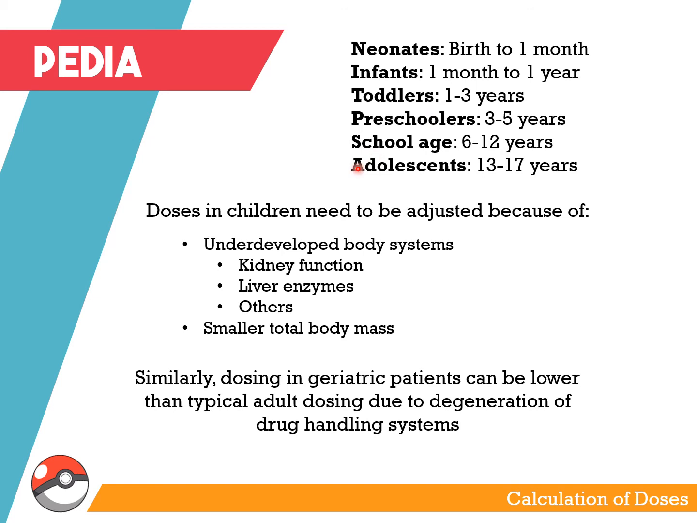Doses in children need to be adjusted because of underdeveloped body systems, for example, kidney function, liver enzymes, and others. And generally, they have smaller total body mass. Similarly, dosing in geriatric patients, meaning those who are much older, or senior citizens, can be lower than typical adult dosing due to the degeneration of drug handling systems.